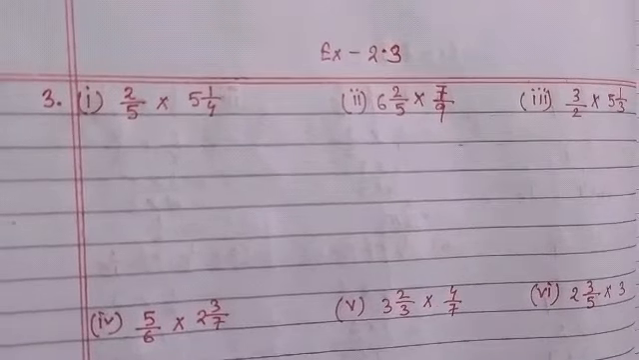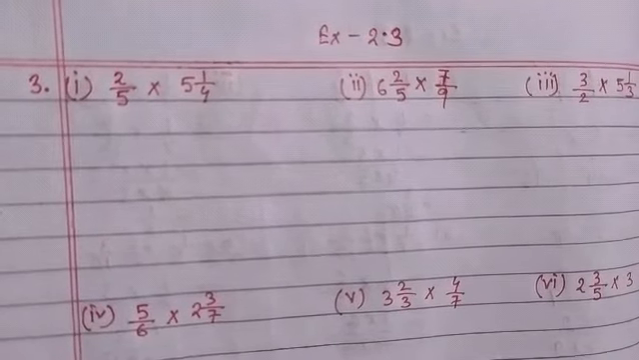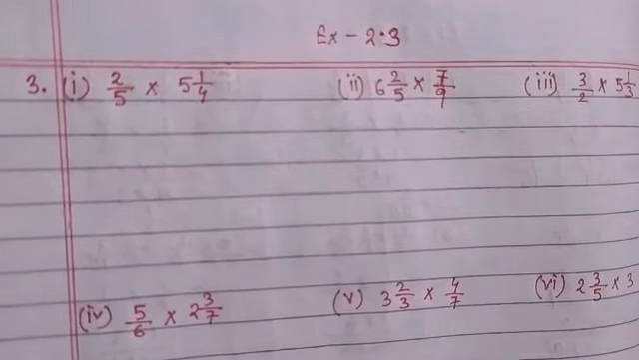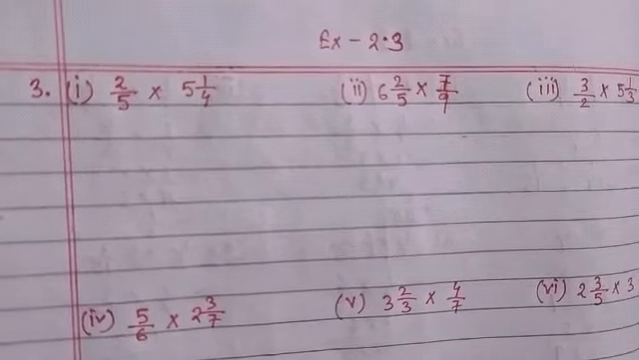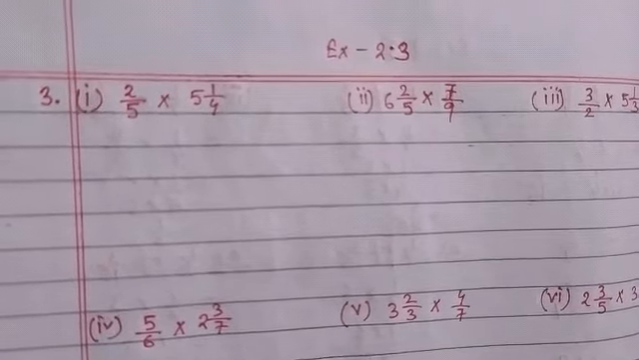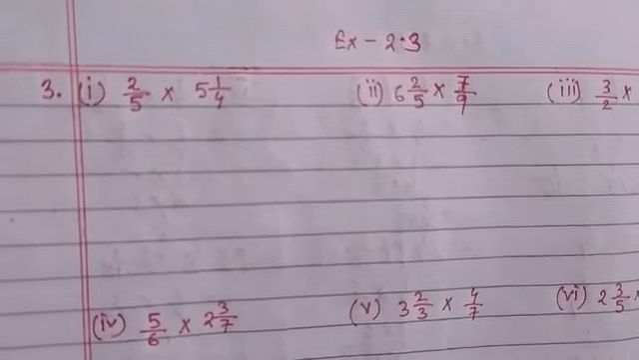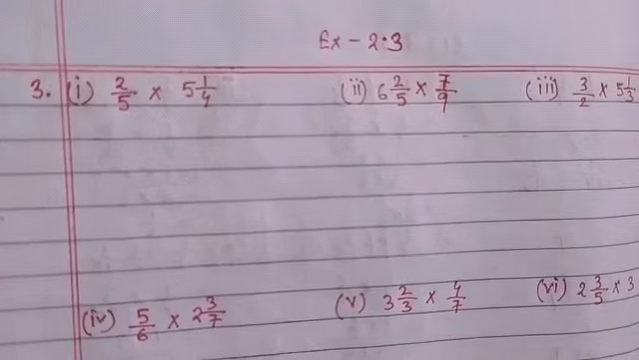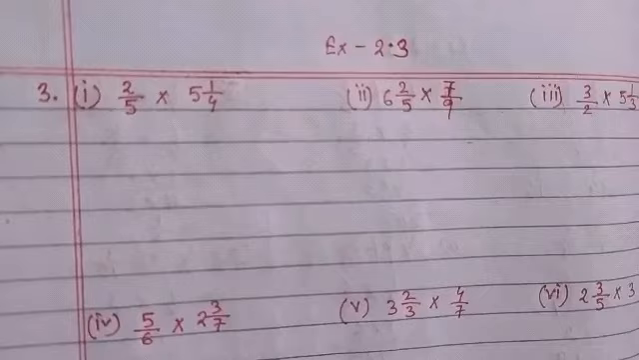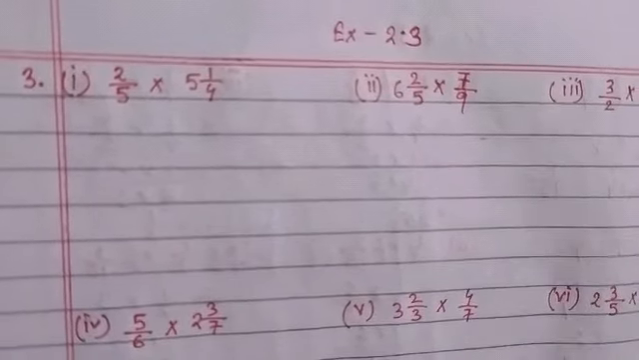Now question number 3. To solve these questions, we have to follow some rules. First one, the product we get after multiplication should be in simplest form. Second one, if the product comes as an improper fraction, then it should be converted into a mixed fraction. We followed this rule in the earlier sums, but we have to follow it here also.